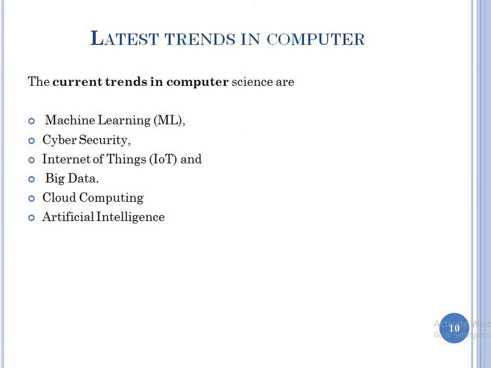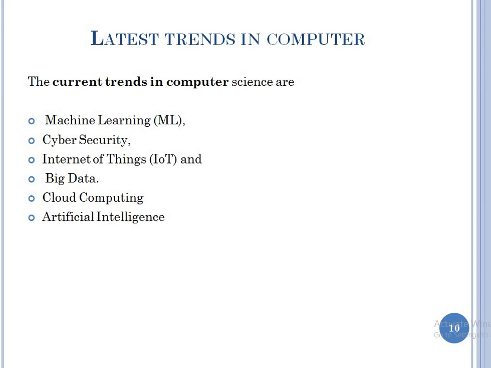Now we see the latest trends in computers. A few latest trends are given here: machine learning, cyber security, Internet of Things, big data, cloud computing, artificial intelligence, etc. Machine learning. It is an application of artificial intelligence that provides systems the ability to automatically learn and improve from experience without being programmed. Machine learning focuses on the development of computer programs that can access data and use it to learn for themselves.